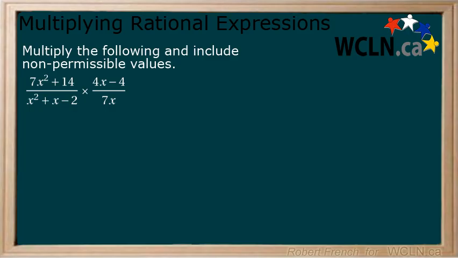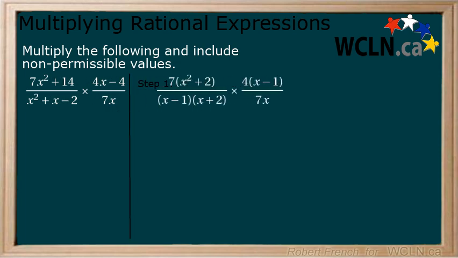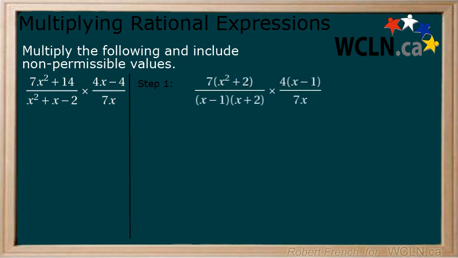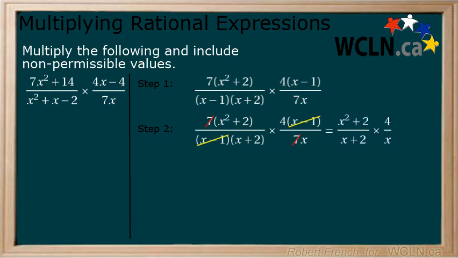Multiply the following rational expressions together. Include non-permissible values with your final answer. Step 1. Factor the numerator and denominator in each expression. Step 2. Cancel common factors. Write down non-permissible values from cancelled factors. We can cancel a 7 and an x minus 1. Here, we make a note that x cannot equal negative 1 as we will need to add this at the end.